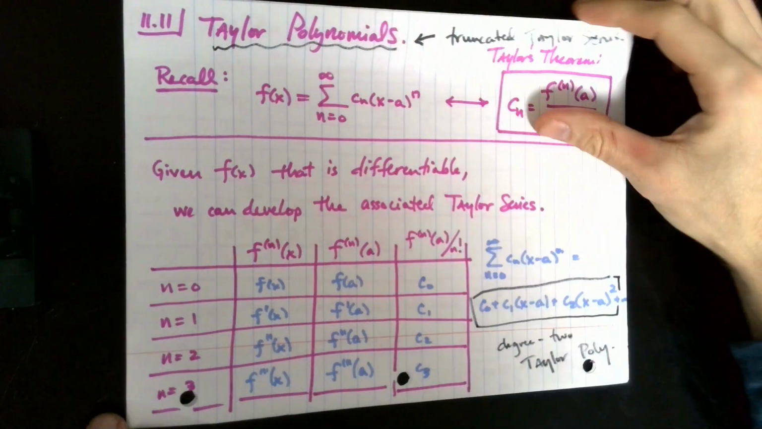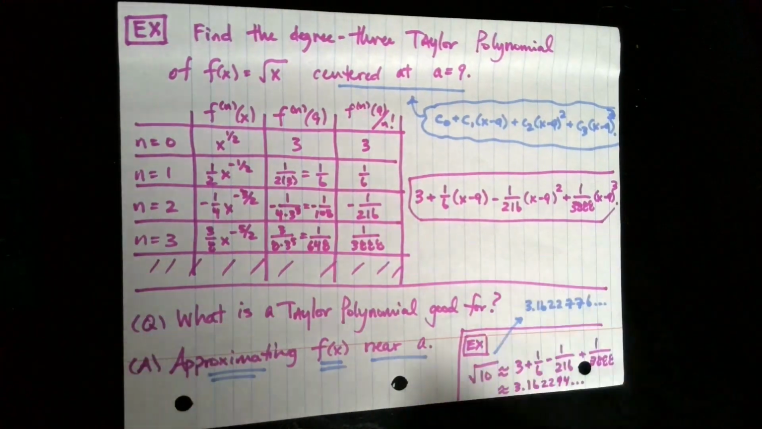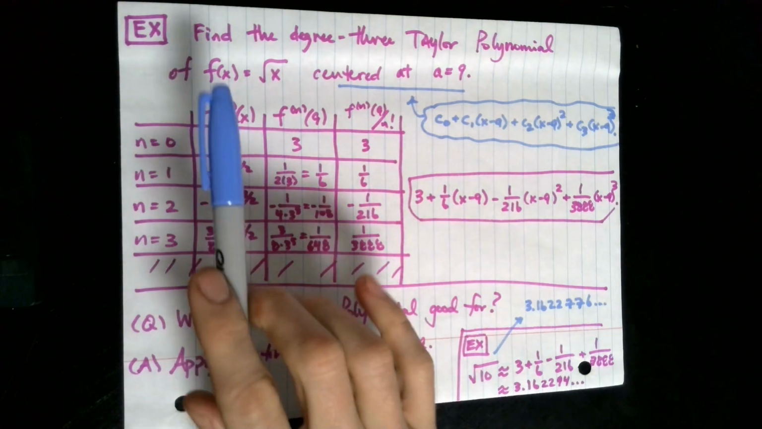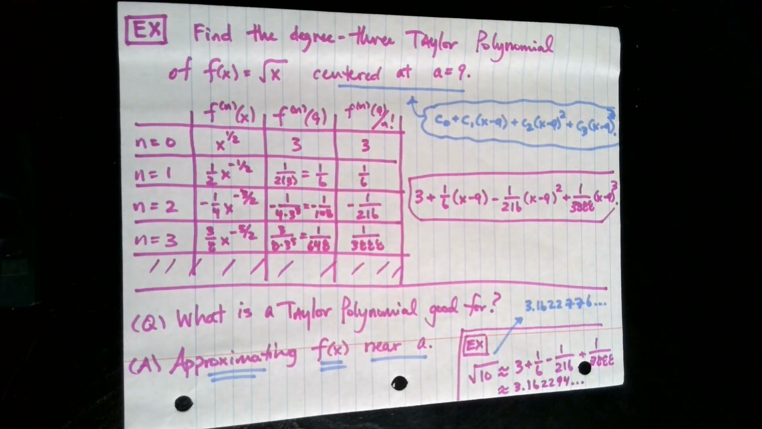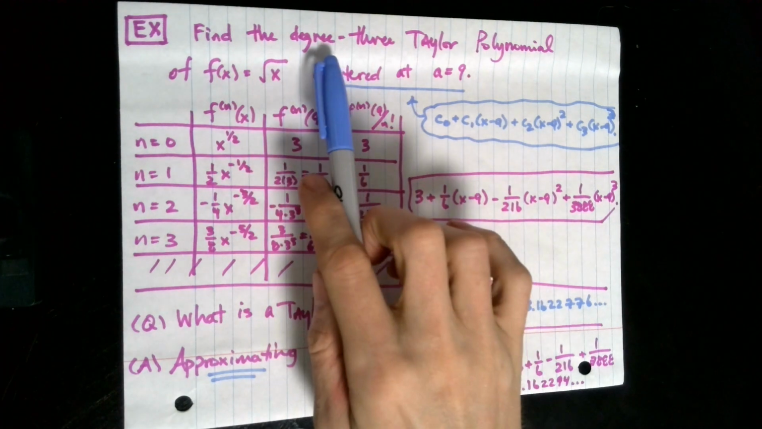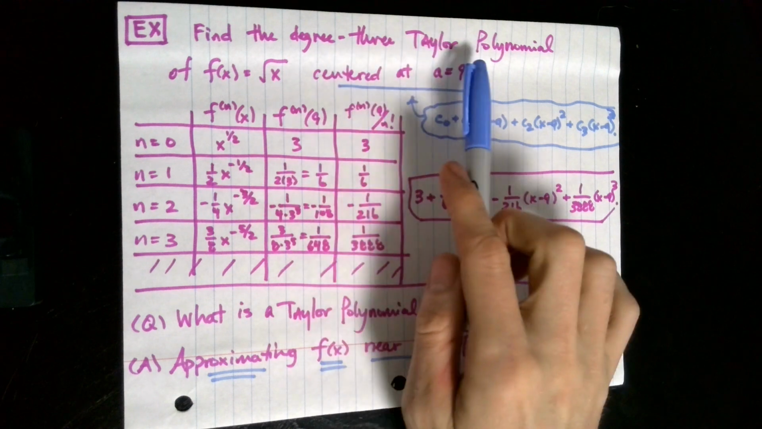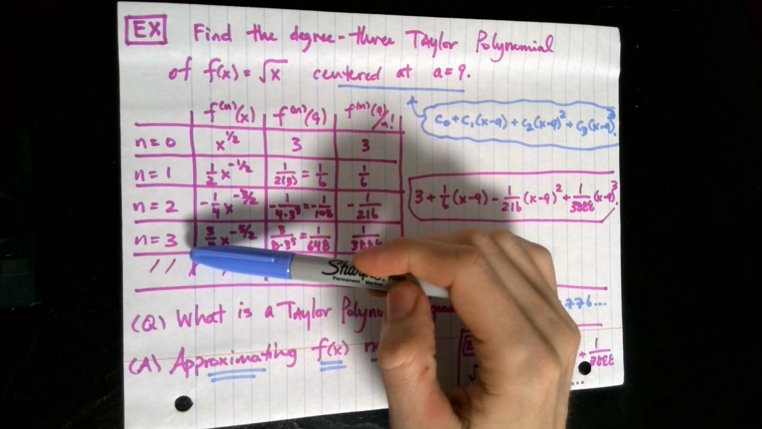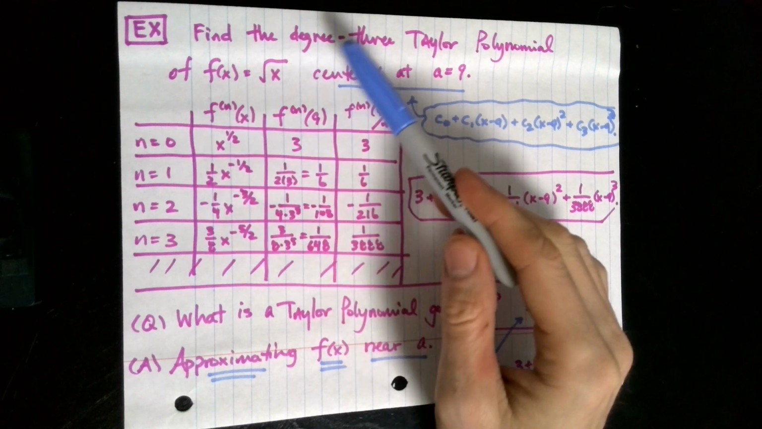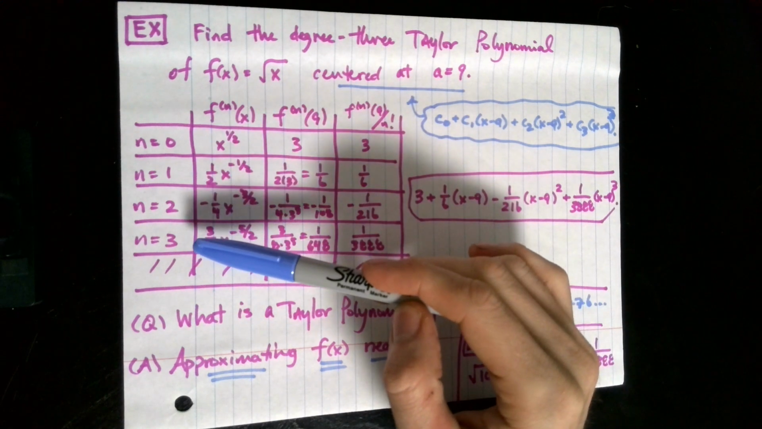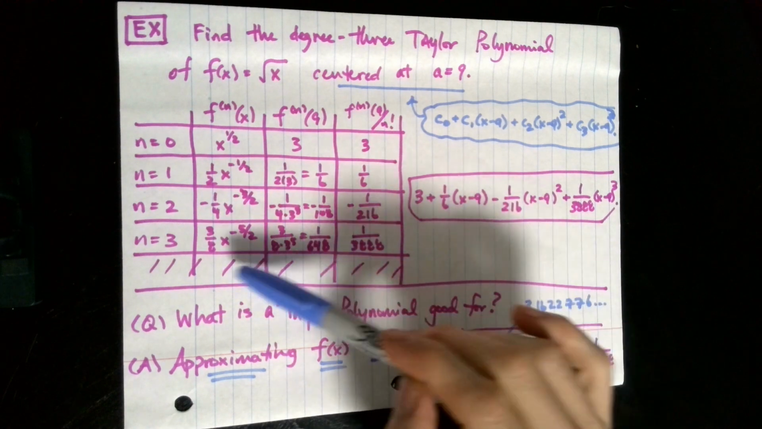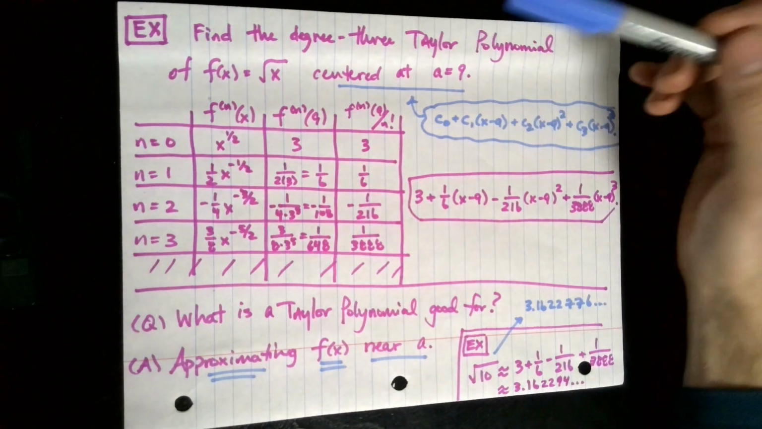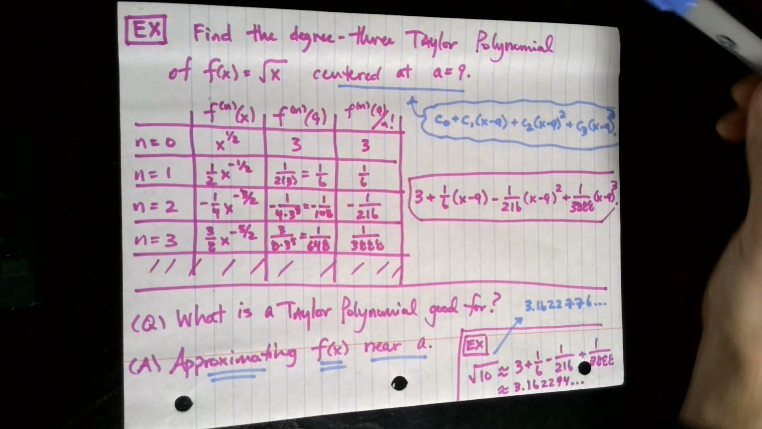That being said, let's dive into an example so we can see this in action. Find the degree 3 Taylor polynomial for f of x equals square root of x centered at a equals 9. A couple things to note. First, we're only going up to a degree 3 Taylor polynomial. So as we set up our chart, it only goes down to the third derivative, because to get the degree 3 coefficient, we have to go down to the third derivative. Everything beyond that n equals 3 derivative is senseless to compute, given that we're only focusing on the degree 3 Taylor polynomial.